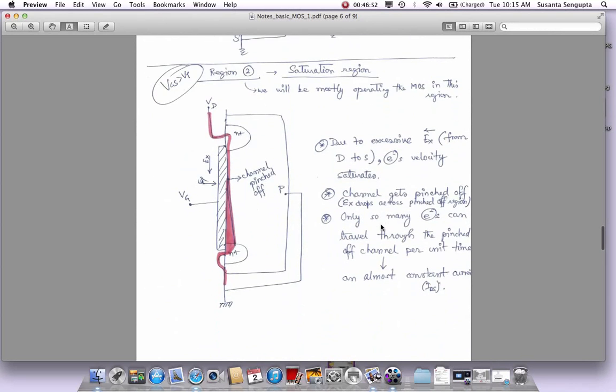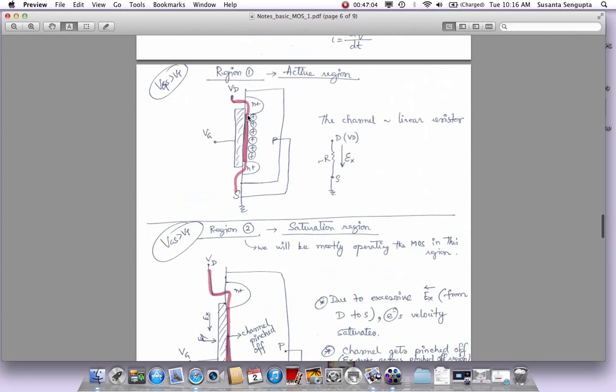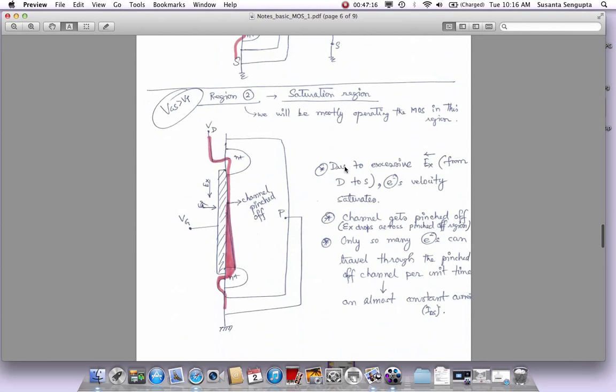The second region is what is more complicated, which is what we call the saturation region. And again, VGS is greater than VT. So what happens? We had a channel. Let's start with the linear region and say we had a channel like this, a pretty nice thin channel, more like a rectangular box, and we had some electric field from drain to source called EX, and we were pulling carriers, and it was acting as a linear resistor.